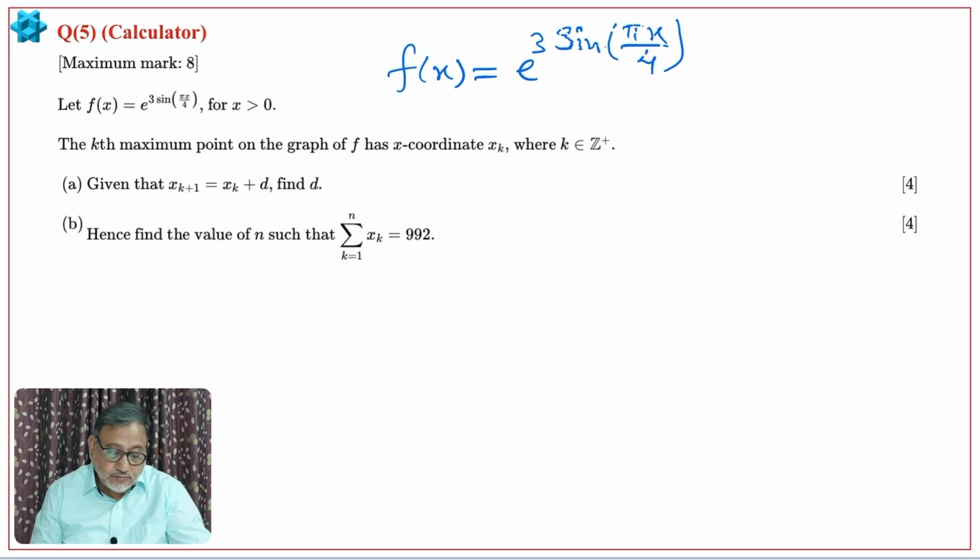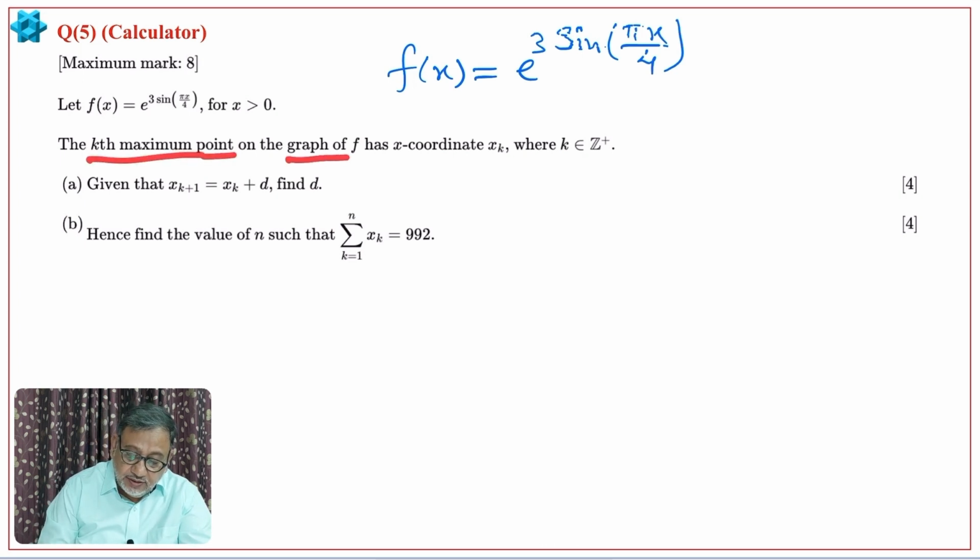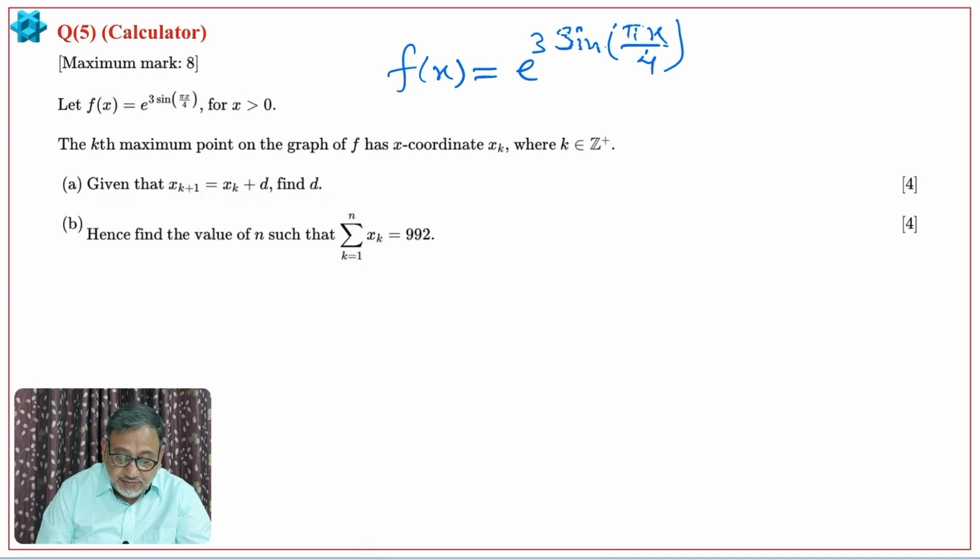Okay, the kth maximum point on the graph of f has x coordinate xk, where k belongs to Z positive, means only the positive integers you have to take. Given that xk plus 1 is xk plus d, find d. Okay, the next term is previous term plus d. So we have to find the value of d.